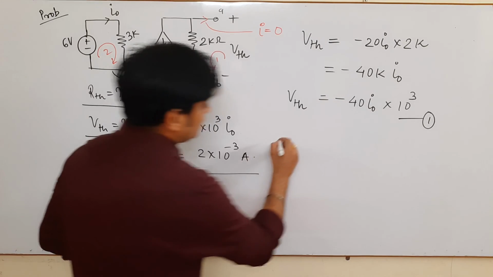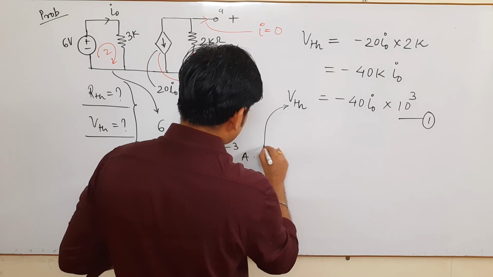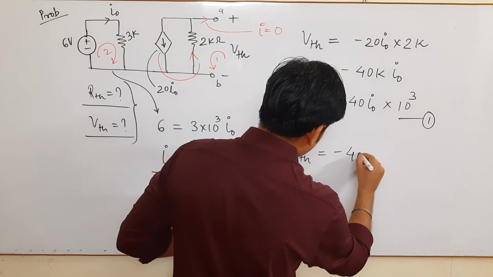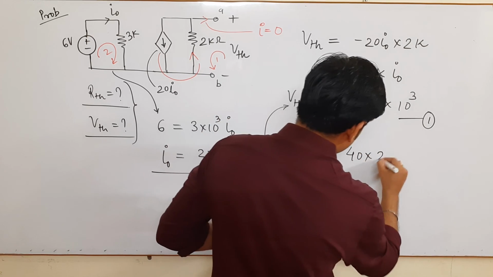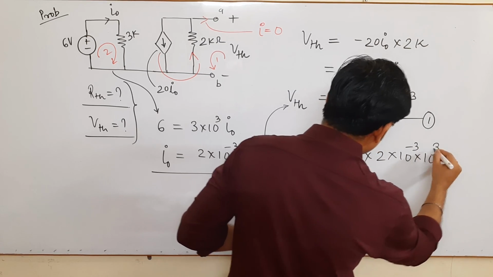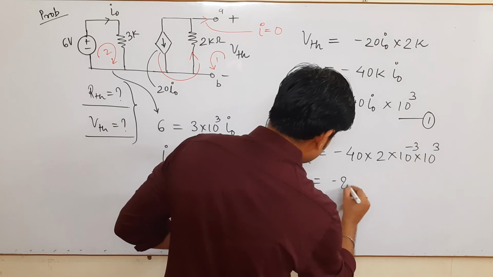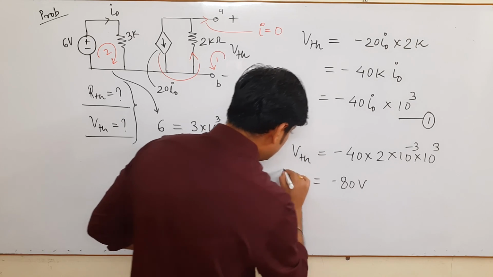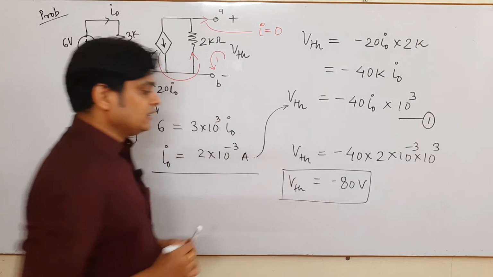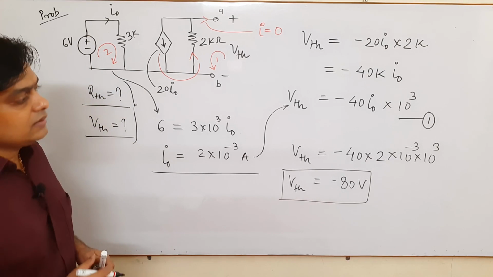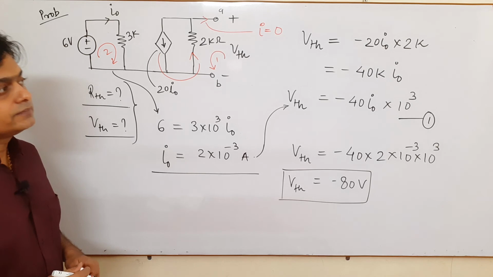So from here we will put this value here. VTH comes to be minus of 40 into 2 into 10 to power minus 3 into 10 to power 3. So that comes to be minus 80 volt. This is the value of VTH. So one can easily find the value of VTH just by applying these concepts.